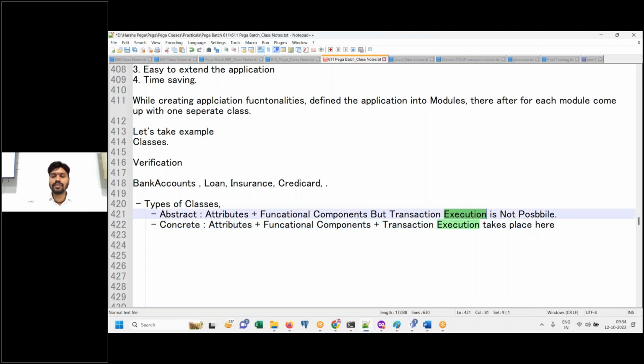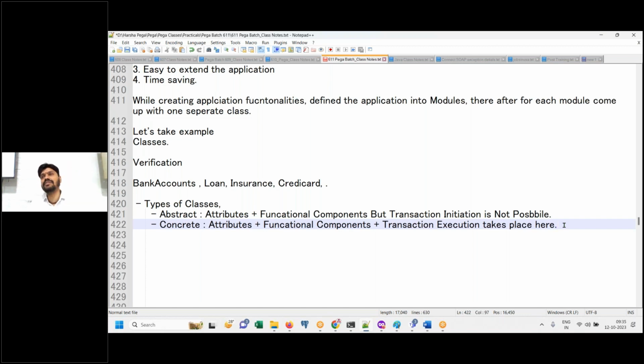I'll write down transaction initiation. Technically you have to say instantiation, but I'm not using that. Initiation means triggering. The triggering point of a transaction will not happen in abstract, but it will happen only in concrete class. Concrete class has that feature. That's how technology developers have segregated classes, giving the ability to initiate the transaction to concrete classes and removing that execution behavior from abstract.